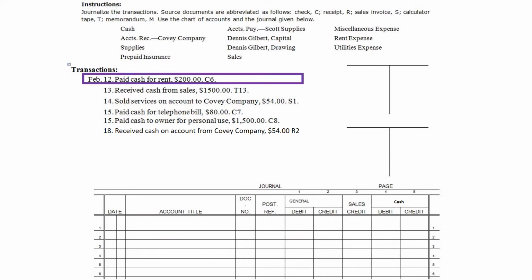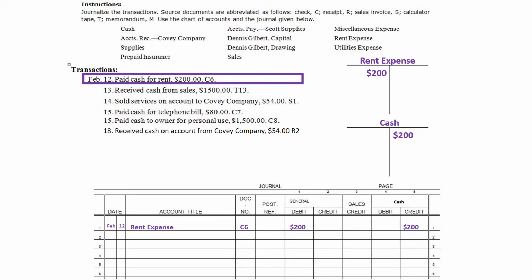Again, if you see that first transaction, paid cash for rent, rent is an expense, cash is an asset, right? So we're going to credit cash, debit the rent expense. Very similar. We've done this. C6 indicates that my source document is a check, which means I'm going to be using my cash credit column. Little tip for you there. This is the first entry on this page of the journal, so I do write Feb 12. My account title that describes my general debit and credit is going to be rent expense. My doc number is C6. My debit is 200 and my cash credit is 200.